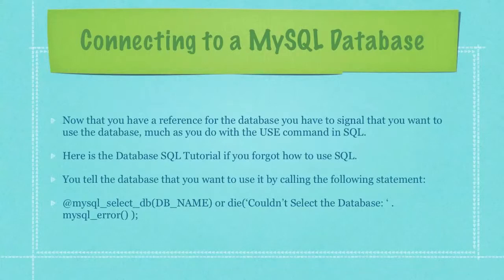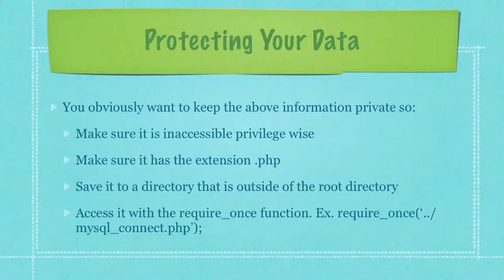The @ symbol followed by mysql_select_db, followed by the database name, and then we have a conditional here that'll print to the screen if an error occurred. You obviously want to keep the above information private, so make sure it is inaccessible privilege-wise, make sure it has the extension .php, save it to a directory that's outside of the root directory, and access it with the require_once function like I show here.